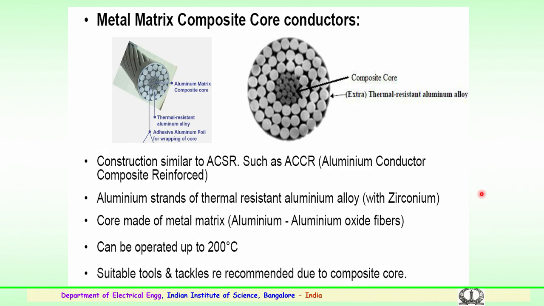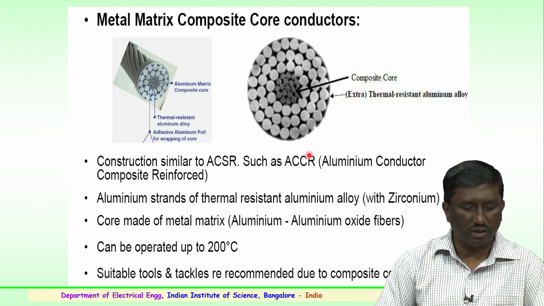The other type of conductor is the metal matrix composite core conductor, where you can see here the aluminum matrix with the composite core. These conductors are all shown here with the extra thermal resistant aluminum alloy. The adhesive aluminum foil for wrapping the core is also indicated here. So, this is again a special conductor.